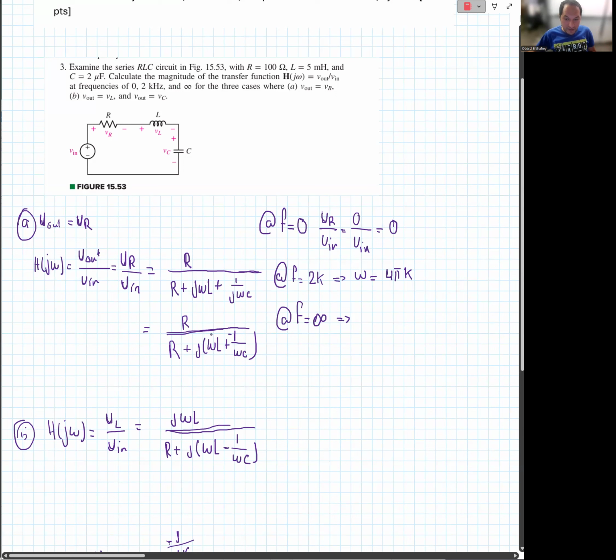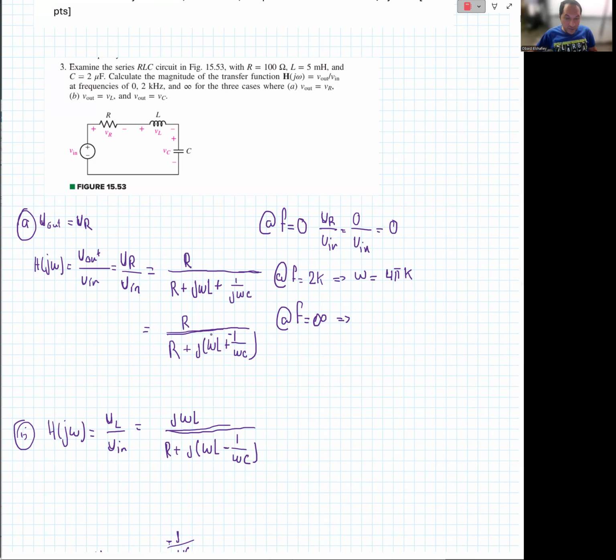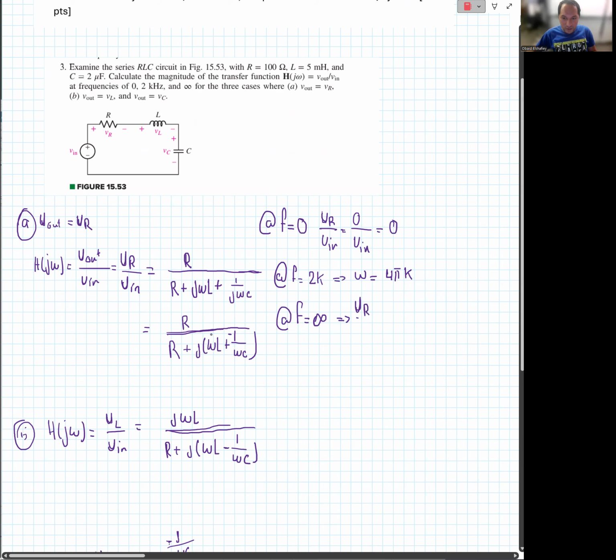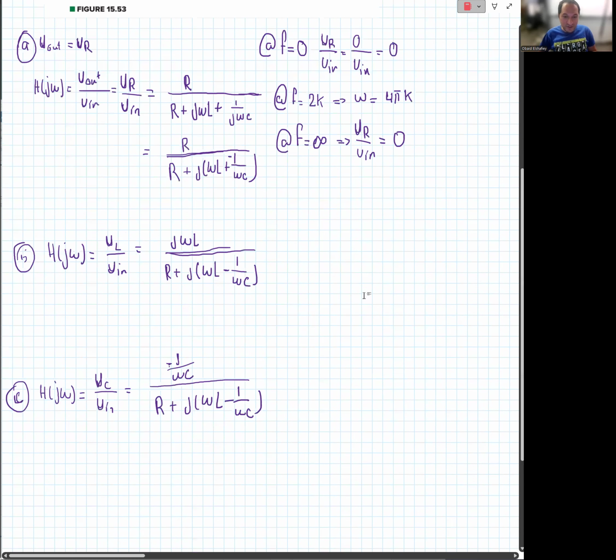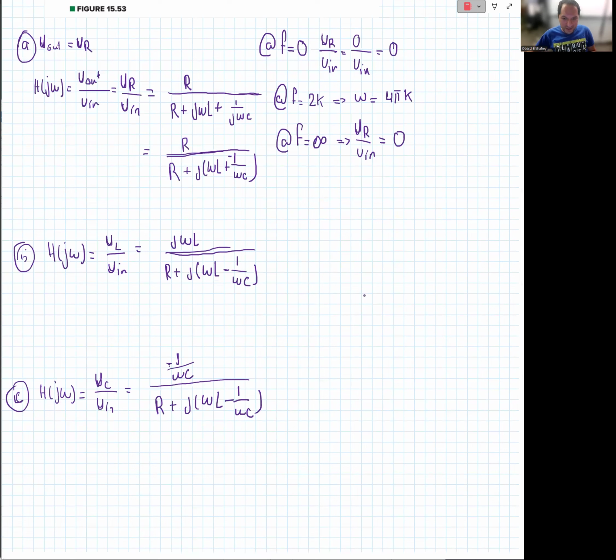As f equals infinity, this means that omega equals infinity. So the impedance of my inductor is open. So no current is passing, this part of the circuit is open. So no current is passing, so no voltage difference between those two elements. So VR over V in equals 0. VR equals 0. It's not a complicated question. Unfortunately, I gave the impression that it might be.